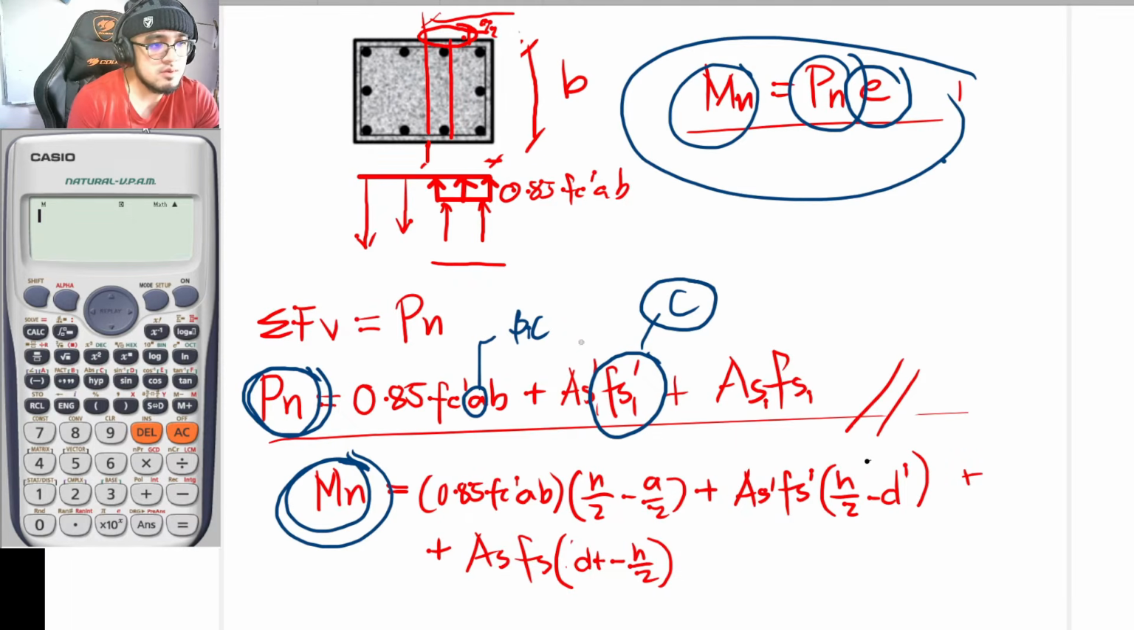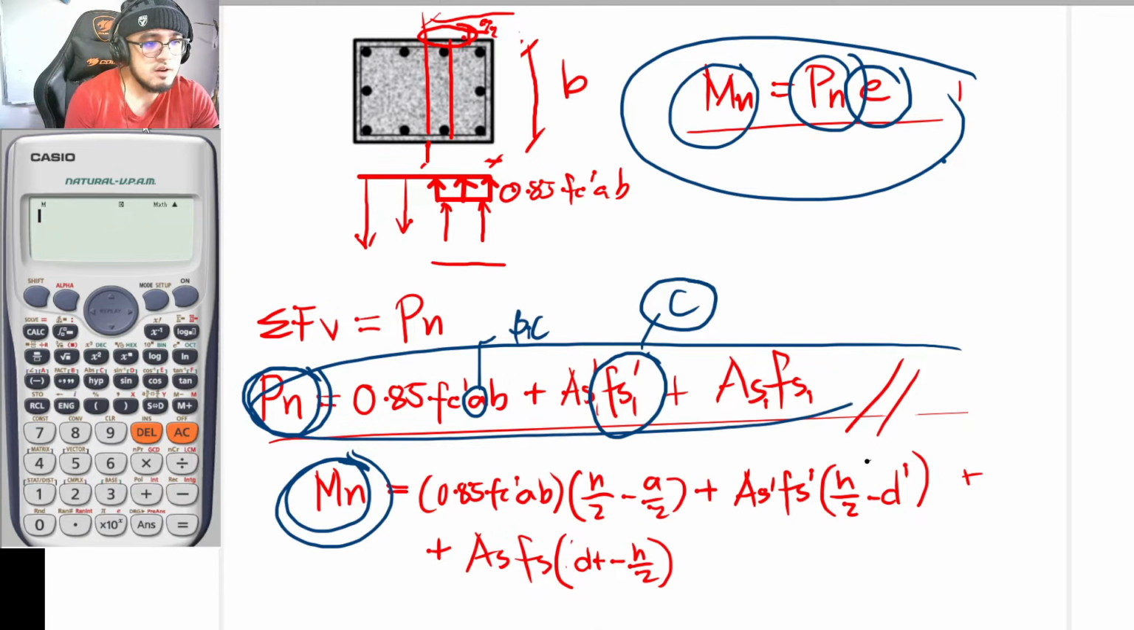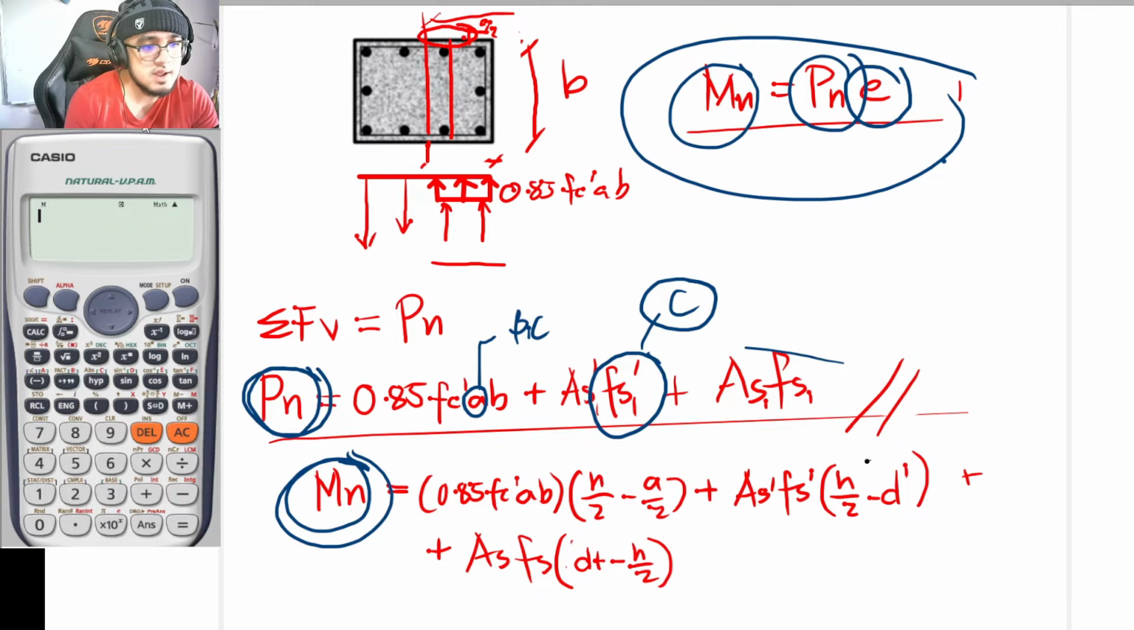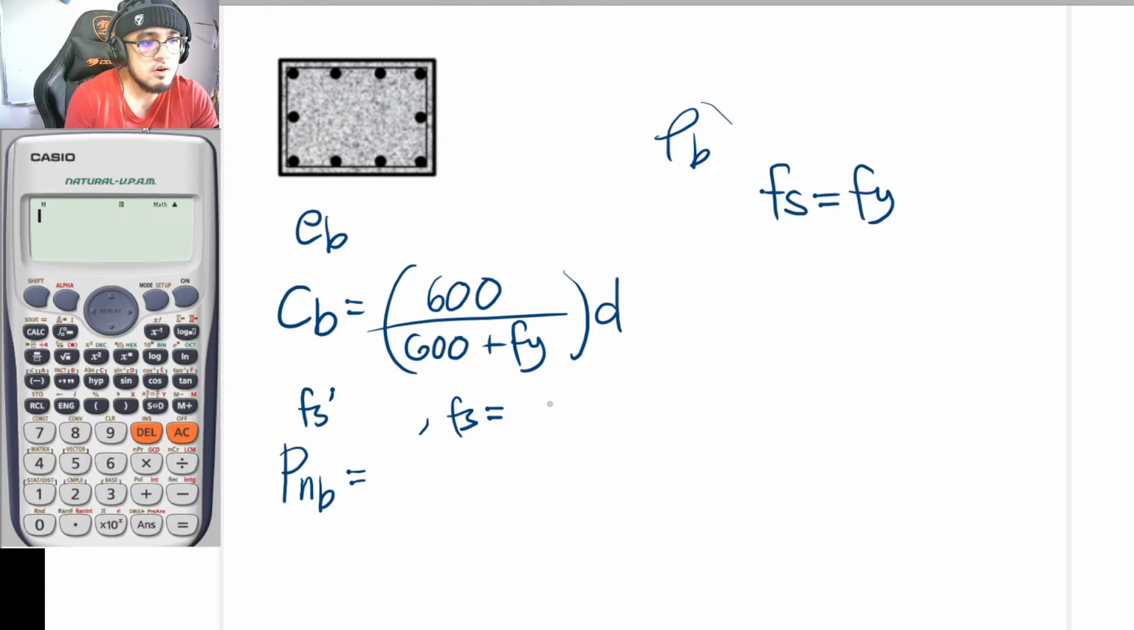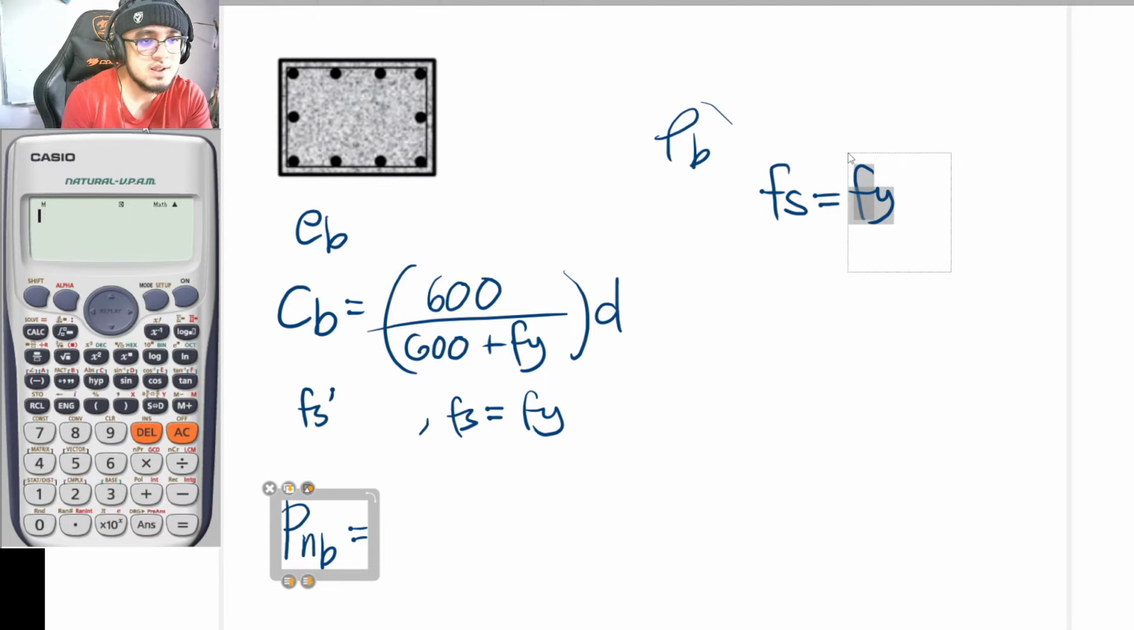That is equal to, just substitute the value for your c balanced here. By the way, before you can solve for Pnb, you must solve for Fs prime and Fs first. Of course, for your balanced condition, Fs is automatically equal to Fy. But if you do not believe it, you can actually solve for it, and the answer here must be Fy.